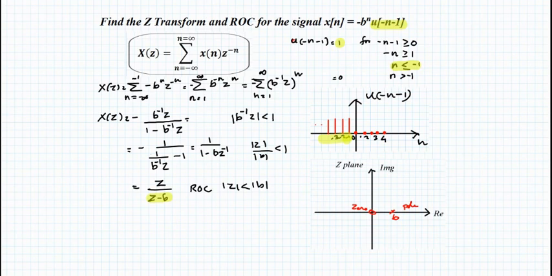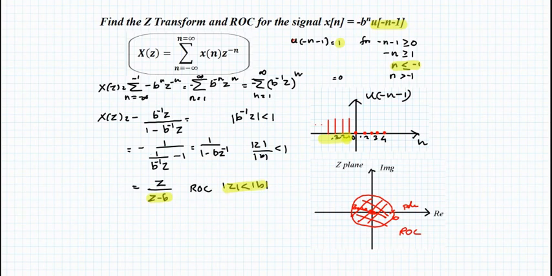Now modulus of z is less than modulus of b. Modulus of z means a circle whose radius is b. That's the meaning. So I can plot a circle, and here z is less than b. So this is the shaded portion inside the circle. So this is the ROC.